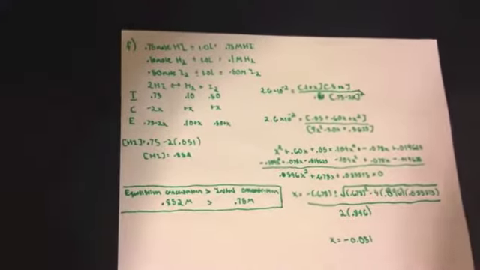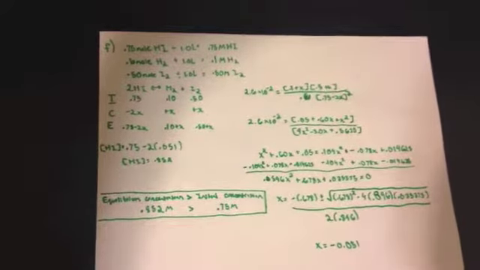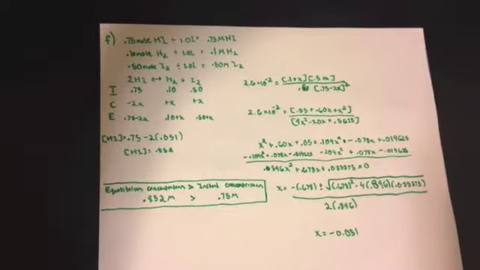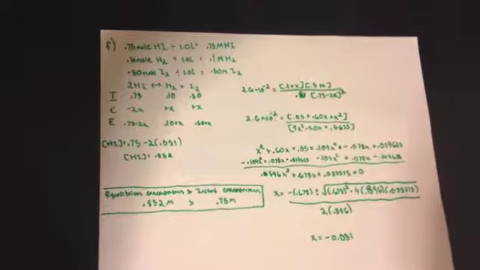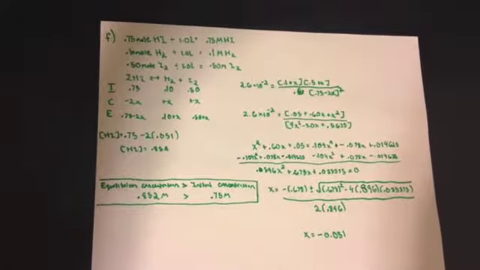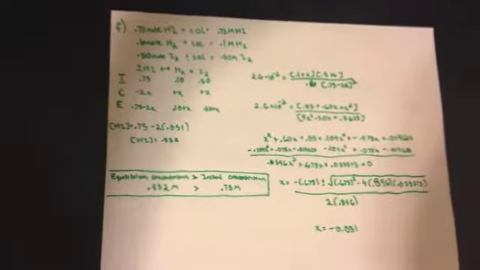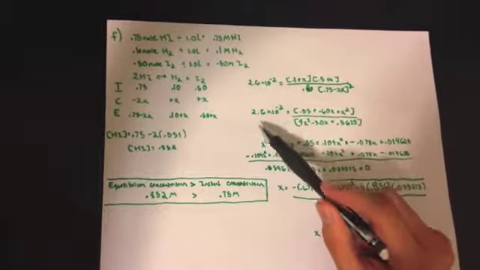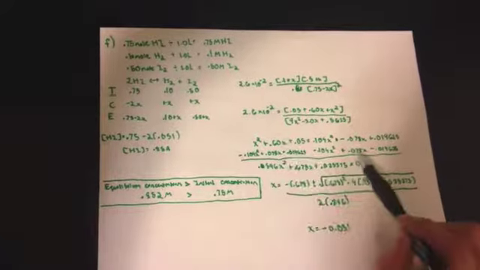Then 2.6 times 10 to the negative second power is equal to 0.05 plus 0.6x plus x squared over 4x squared minus 3.0x plus 0.5625. Then we multiply 4x squared minus 3.0x plus 0.5625 over to this side, and then after it's on this side, we subtract everything over from that side to this side, and that's what I did here.